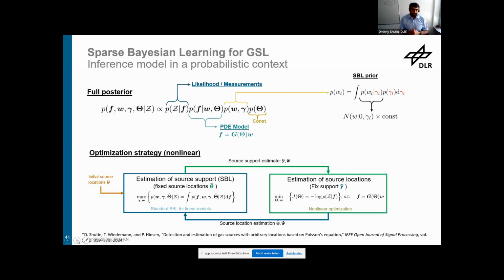And the optimization strategy that we use here is actually a nonlinear optimization that contains two steps. The first step is a standard sparse Bayesian learning, as we used before, with the source locations fixed. So we say we fix the location of our sources; they are known. And for these sources, we apply the sparse Bayesian learning to identify which sources are active and which are not.